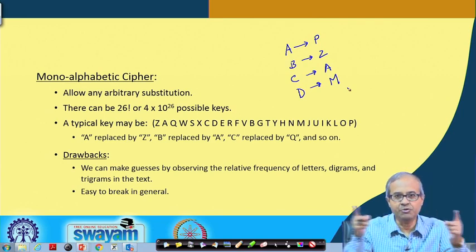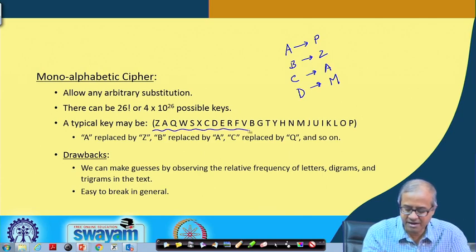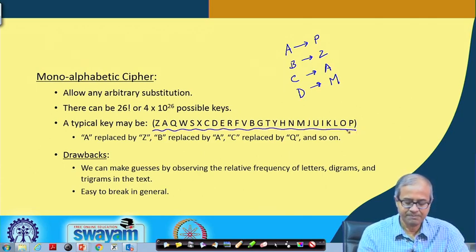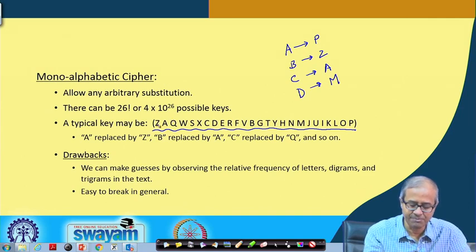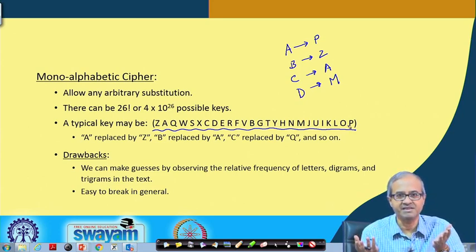So, if I have this A to Z, this string of 26 letters, so I can define a sequence like this. This will mean the first letter A will be replaced by Z, second letter B will be replaced by A, third letter C will be replaced by Q, and so on. The last letter Z will be replaced by P. So, I am actually writing down a permutation of the 26 alphabets, and that permutation becomes my key. Okay. Now, obviously, this will be much more difficult to break, because there is no easy way.